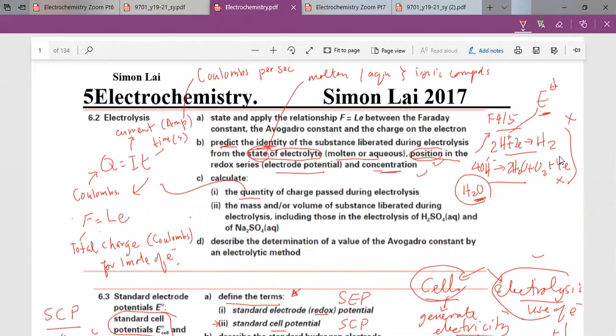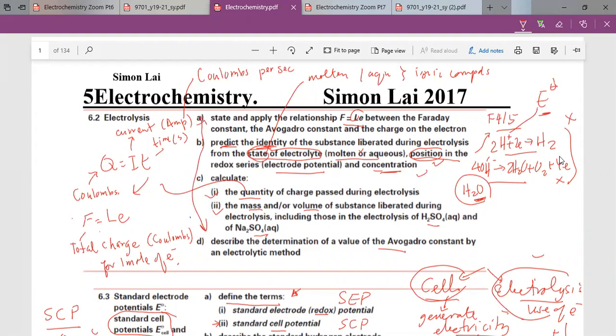Now, today I want to talk about the molten and the electrode potential required. Hopefully we can also finish the quantity of charge passed during electrolysis and the mass or volume of substances liberated during electrolysis. These two figures given here are quite simple. If you've got time, we go into the next one, which is your Faraday law, F equals to LE, and of course determining Avogadro's number, which is L here. So these two are linked together.